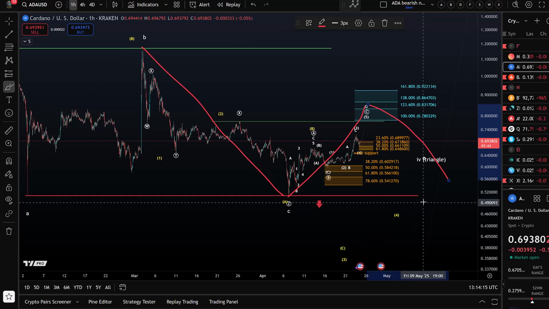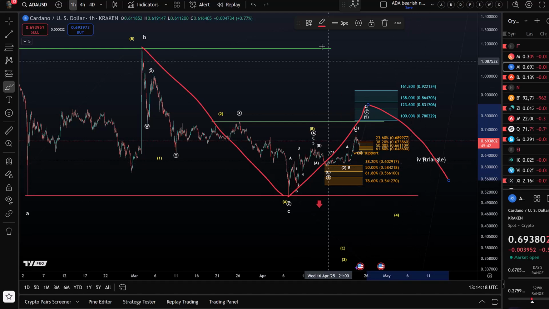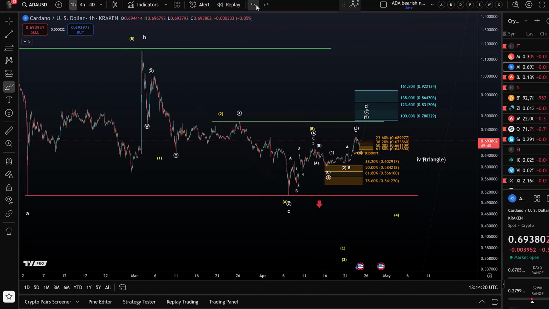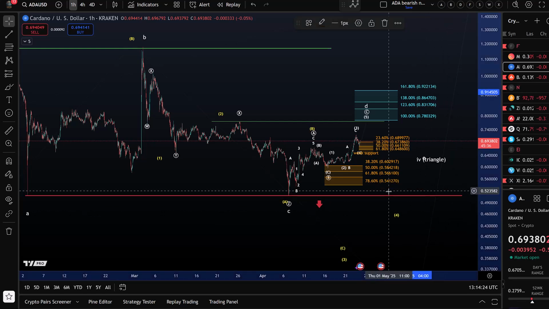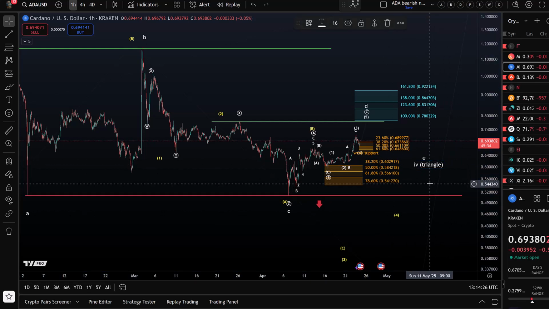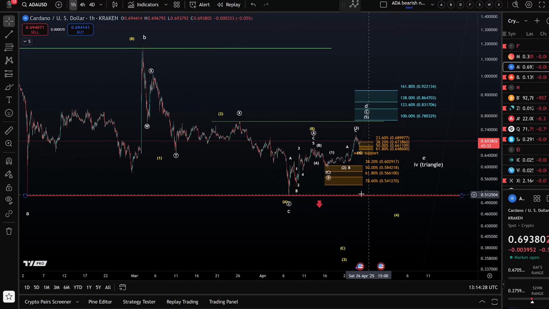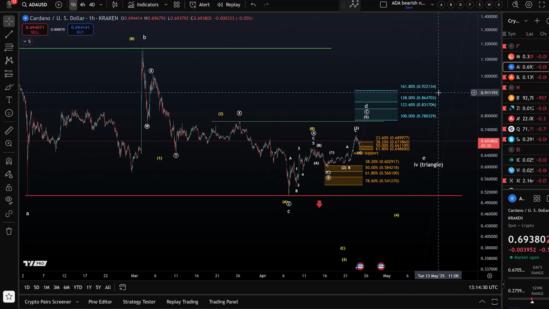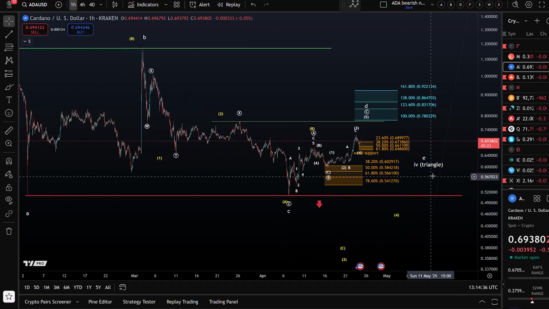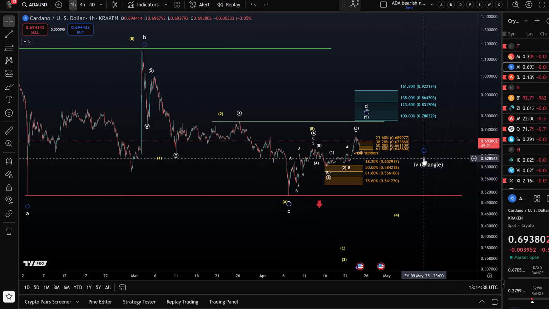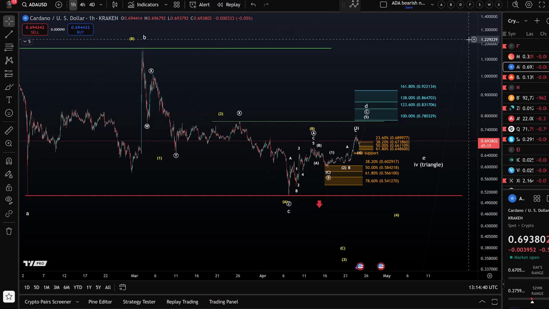It's just a projection. Important is that the E wave of the triangle does not break below the red line at 51 cents. That's a formal invalidation point. As long as this level is holding, the triangle assumption will remain valid, and as long as we are holding a higher low there, the expectations would be for an upside breakout of the triangle.